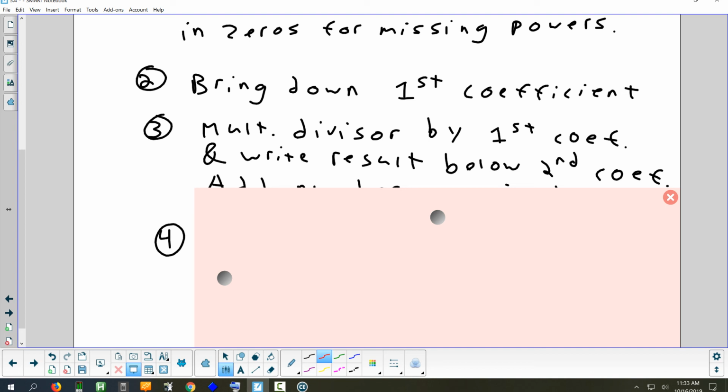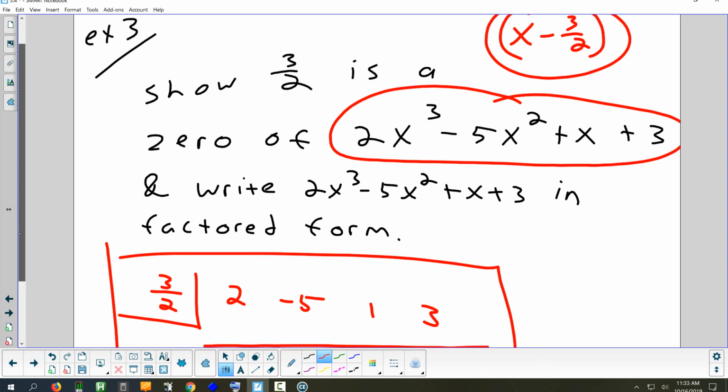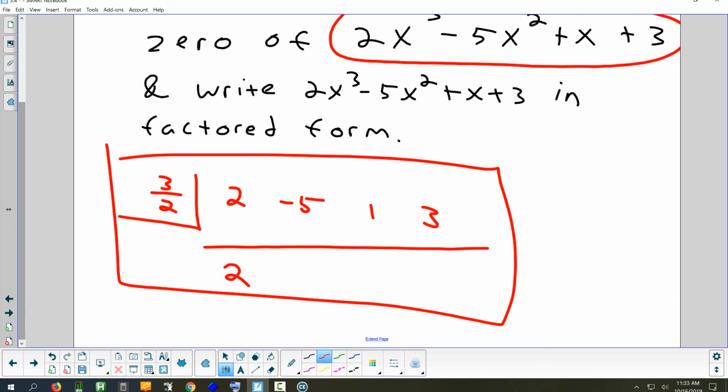Multiply the divisor by the number you just brought down and write that answer in the second column. Okay, so let's do that. Multiply the number on the outside by the number I just brought down and put the answer in the second column. What's 3/2 times 2? 3. Put the answer right there.